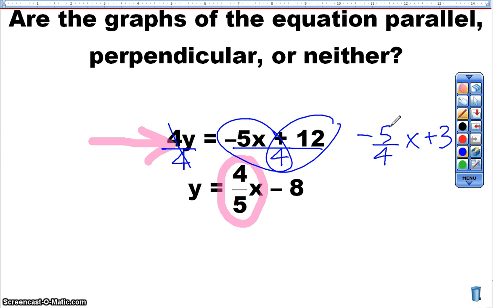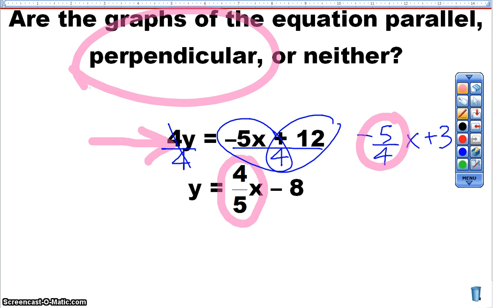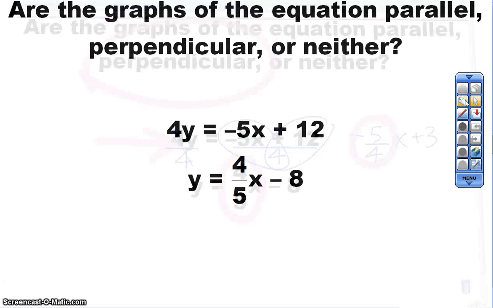So let's see, all I care about is the slope, the one that's in front of the x. This one's negative 5/4, this one is 4/5. So is one positive and one negative, and are they flips of each other? So these two equations would be perpendicular. They are perpendicular.